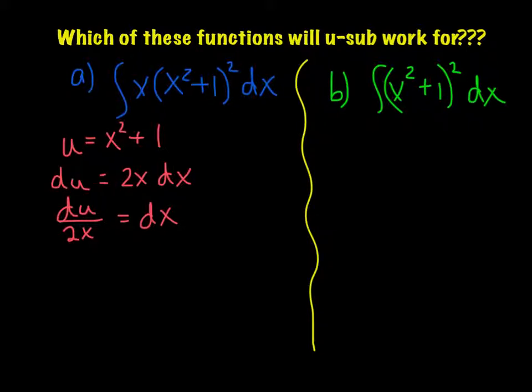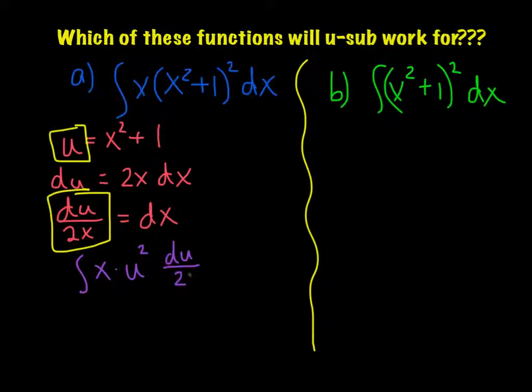Okay, so now if I were to do my substitution, of course that means that I'm going to substitute in the du over 2x for dx and the u in for x squared plus 1. So I would be able to write this as the integral of x times, in place of x squared plus 1, I'm going to replace that with u squared, and then dx gets replaced with du over 2x. So here is the crucial step that allows us to use u substitution. Right now we're mixing up x's and u's, but I am able to cancel this x with this x, and therefore I can rewrite this as an integral all in terms of u.